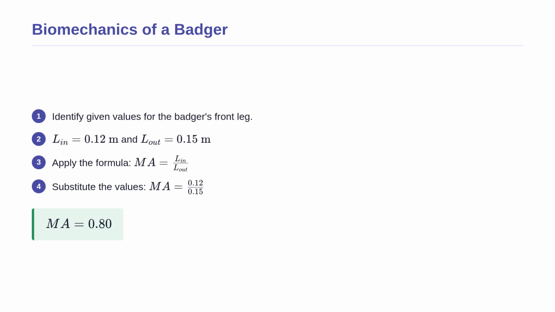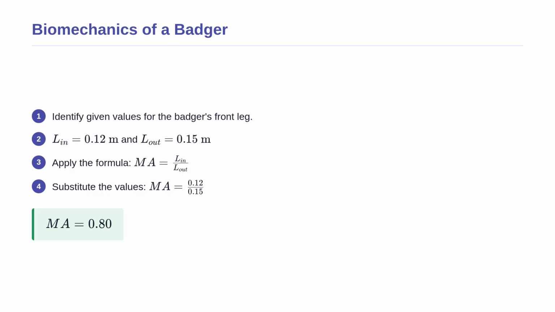Having seen a speed adaptation, let us now look at a mammal adapted for power. We will examine a badger, which digs through hard, compacted soil. For the badger's front leg, the in-lever distance is 0.12 meters, and the out-lever distance to the digging claws is 0.15 meters. Digging requires immense force, so we expect a different mechanical setup.